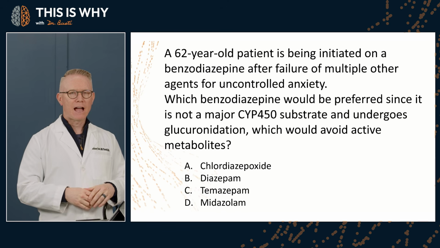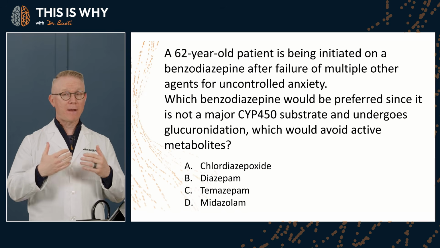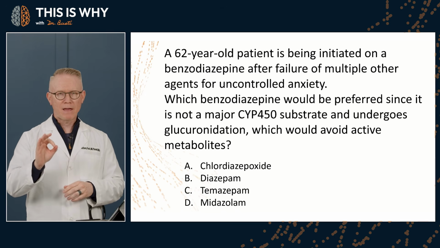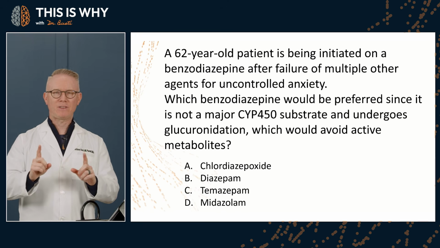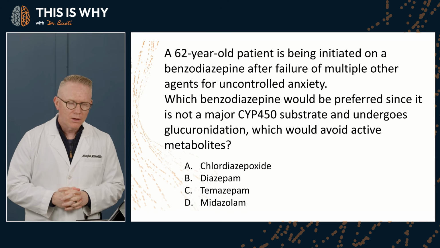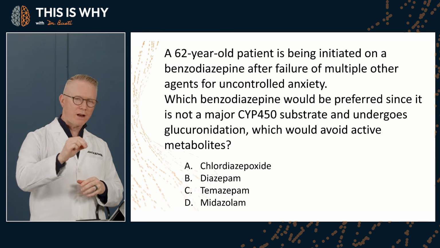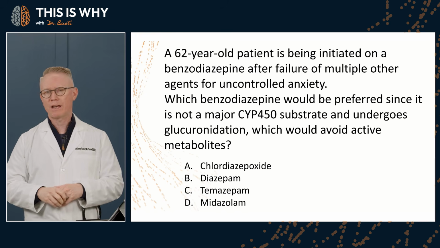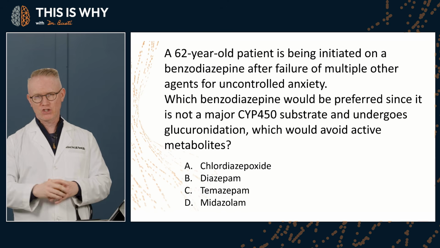Now, this question is testing about pharmacokinetics, specifically hepatic metabolic pathways and how they influence safety and selection. So that's the knowledge that's being assessed here. What about Bloom's taxonomy and its level? This is one of application. Requires you to apply those pharmacokinetic principles to a real prescribing decision.